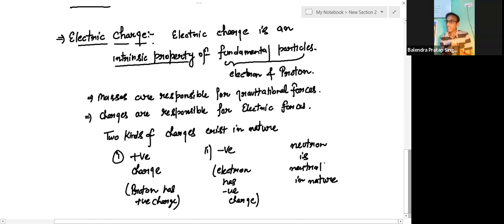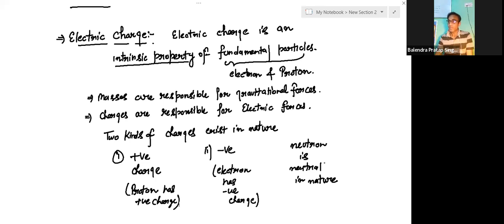If a body has an equal amount of positive and negative charge, then that body behaves as a neutral body. It will neither attract nor repel. In our classical world, most bodies are in a neutral state, so they don't attract or repel each other. But if you put electrons from outside onto that body, then it will show some repulsive or attractive behavior. Otherwise most bodies are neutral. So this is all about electric charge.